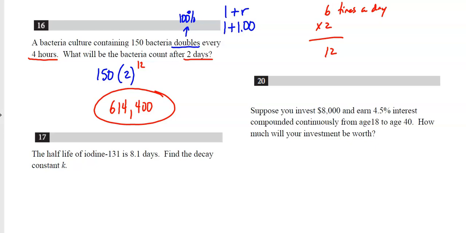All right, number 17, the half-life of iodine is 8.1 days. Find the decay constant. So for this one, you can just use the equation 1/2 equals 1. So now I know I started with 1, or a whole. I ended up with half of that. It's e to the negative kt is the equation. We don't know k, but we do know t is 8.1. So now we have to solve that.